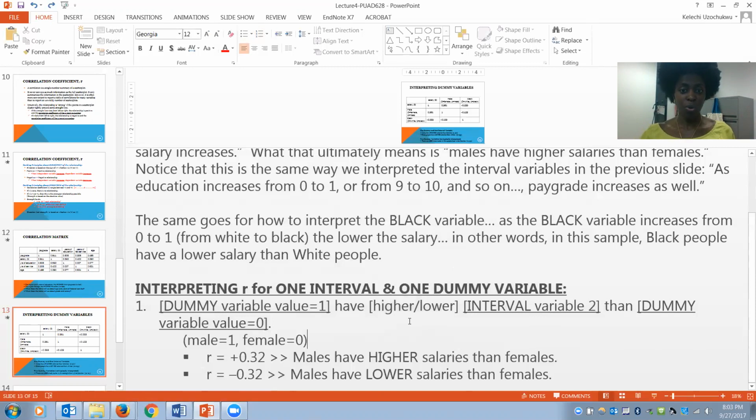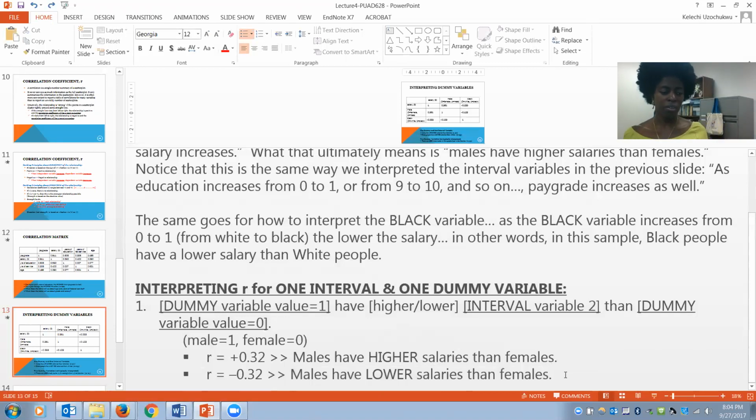So here we go. We had a hypothetical R of 0.32. So what do we say, based on our variables, gender and salary? We say males, because that's our one. So we say males have, it's a positive, so we say higher salary, because that's our interval variable, than our dummy variable value of 0, which is female. So we are left with males have higher salary than females. If it's a negative value for R, males have a lower salary than females.